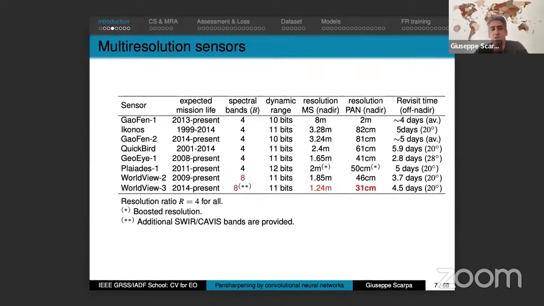given by WorldView 3, which is an incredibly small value that allows one to accurately capture the shape of relatively small ground objects such as cars, traffic signs, etc. Objects that appear rather blurred or simply disappear in the corresponding multispectral component, which is at about 1.2 meters of resolution. Notice also that most of the mentioned satellites are still operating around the globe.